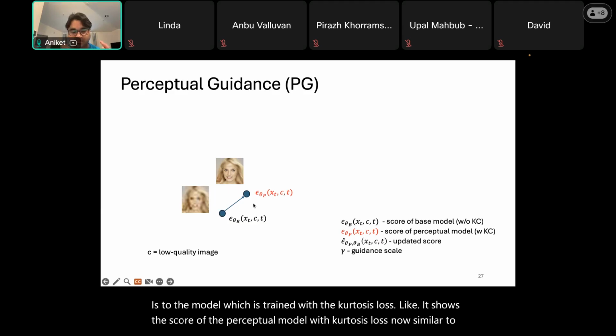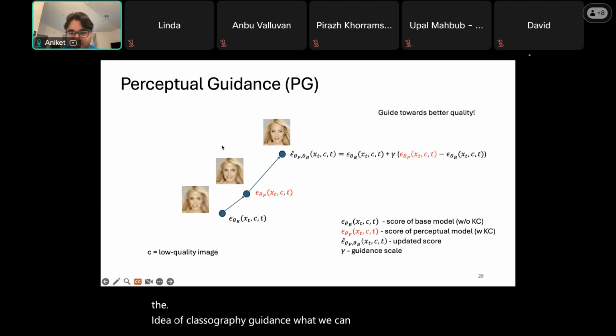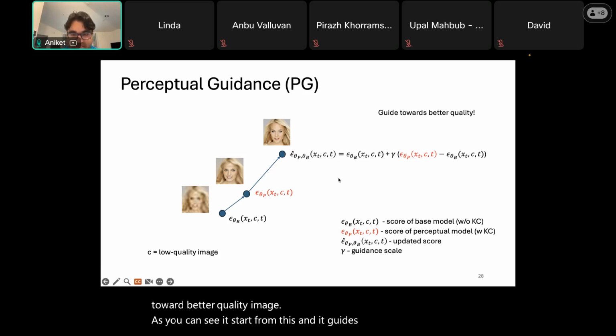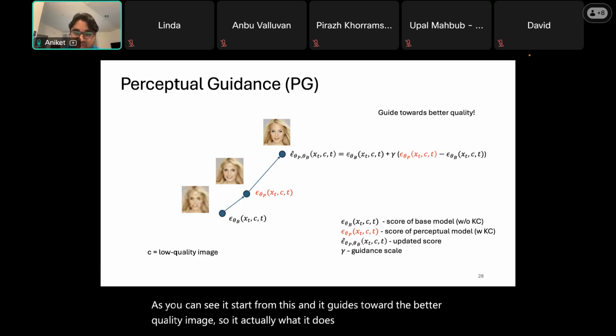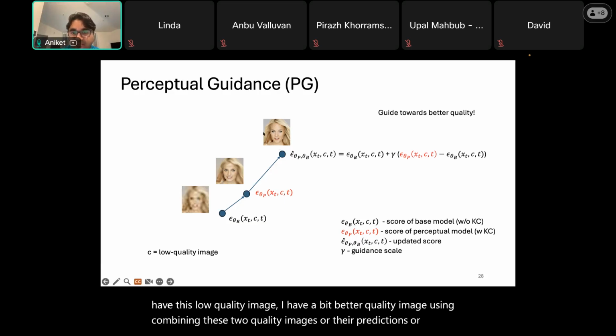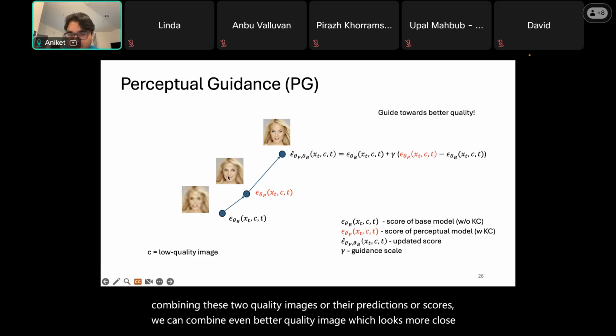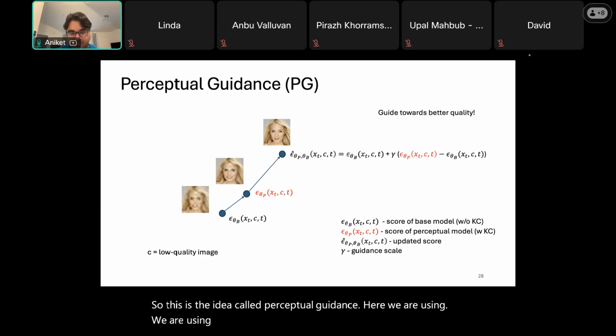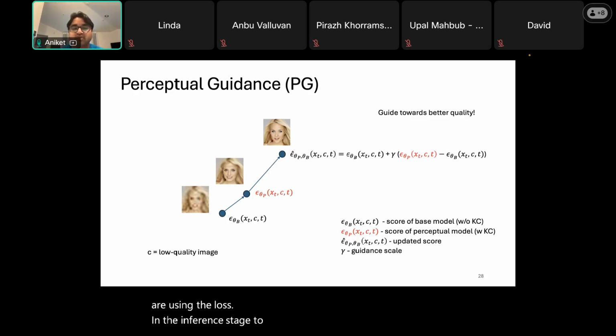Now, similar to the idea of classifier free guidance, we can combine these scores in this way so that it starts with a low quality image and guides toward a better quality image. What it does is guide the diffusion trajectory during the inference phase toward a better quality image. So I have this low quality image, and a somewhat better quality image. By combining these two images, or their predictions or scores, we can get an even better quality image, which looks closer to this good quality image and goes away from the lower quality image. This is the idea called perceptual guidance. Here we are using the loss in the inference stage to improve the image quality even further.